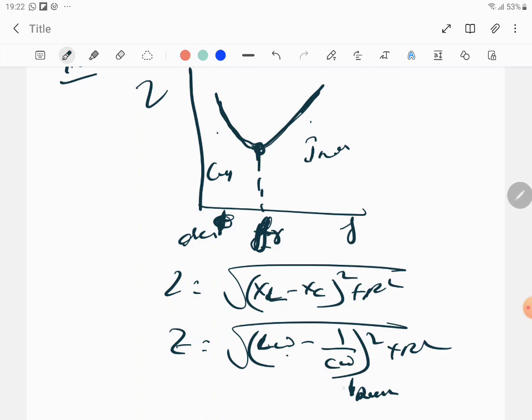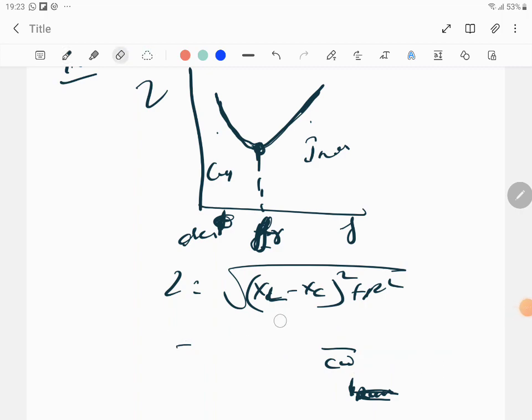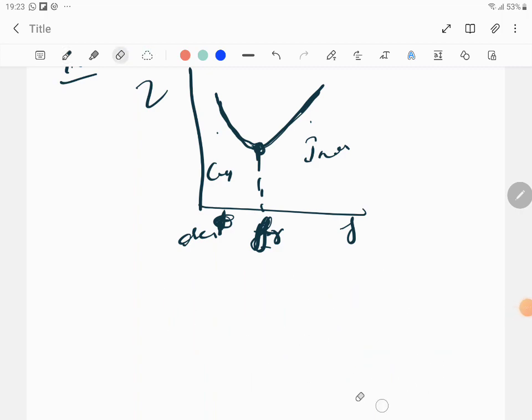Let me not explore this. It's for an LCR circuit. When they give you a graph like this, you know that it's parabolic here and a straight line like this. That shows that on the left side this is capacitive, XC is greater, and on the right side XL is greater.